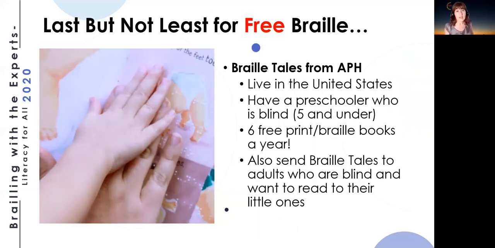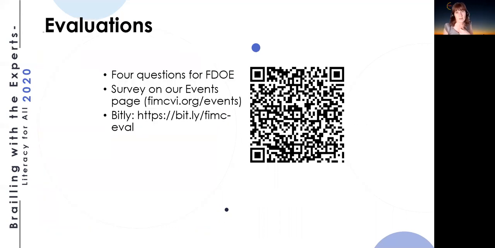Braille Tales from APH is also free Braille for students that are preschool, ages 5 and under. They get 6 free Braille books a year. And one nice thing about this program is that they will also send them to adults who are blind and Braille readers if they want to read books to their own children. So that's a nice option for them.